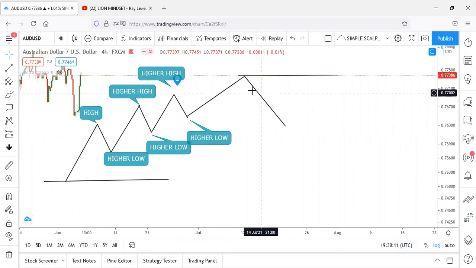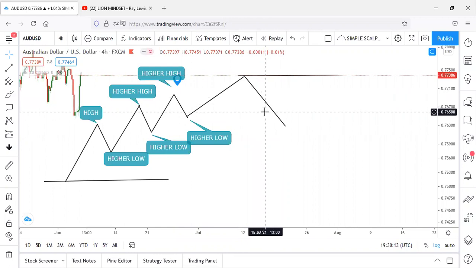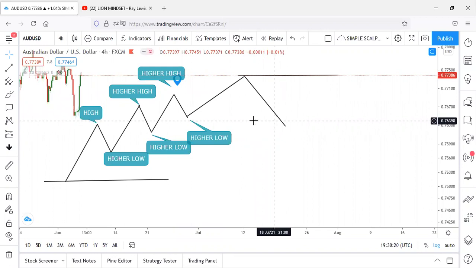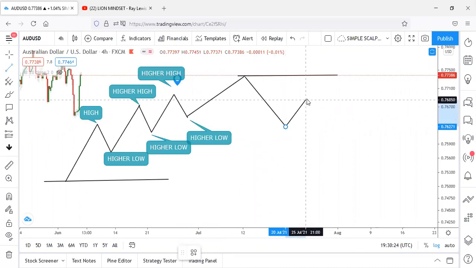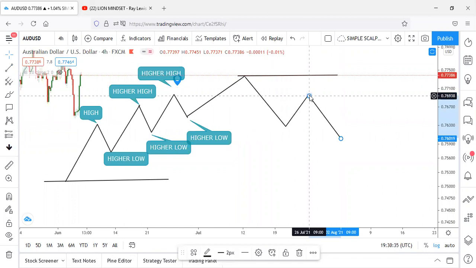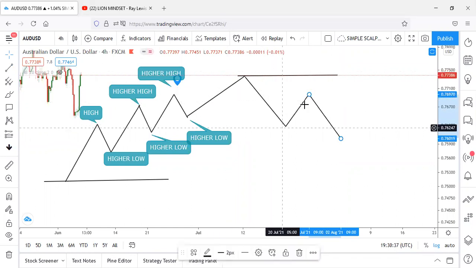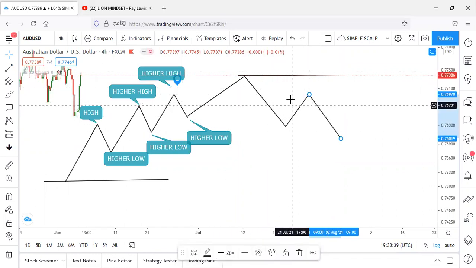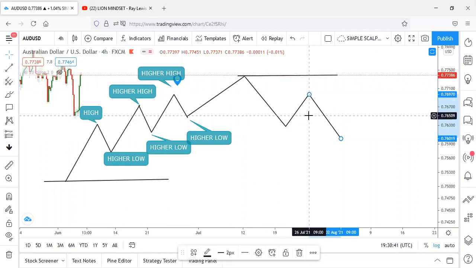Please pay attention to this, guys. With this single move, we cannot ever say a downtrend has begun until we see a three-wave move. Until we see a three-wave move like this, just the same way we have for the uptrend, that is when we can consider that yes, a downtrend has begun.